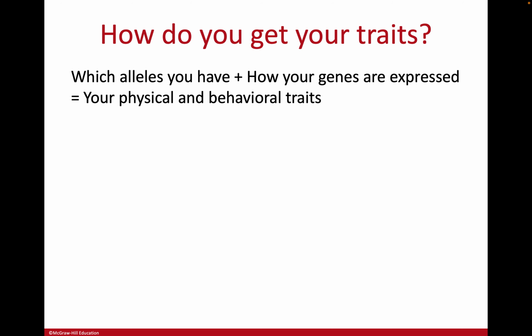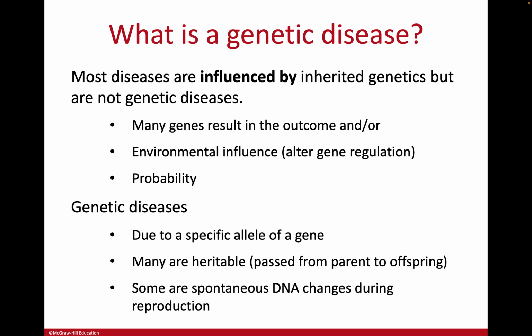How do you get your actual traits, like the characteristics of your body and the cell's function and all that? So it's the combination of which alleles, which versions of genes you have, and then also how those genes are expressed. This gives you the physical and behavioral traits of yourself. This also goes for all organisms, not just humans. Whether they're single-celled bacteria, seaweed in the ocean, a mushroom, or some kind of other animal like a cat. In this unit, we're going to look at genetic diseases, specifically sickle cell anemia.